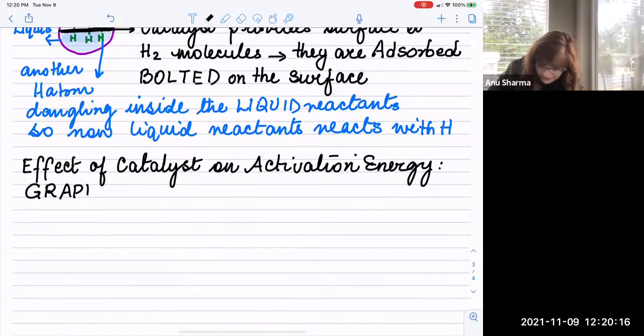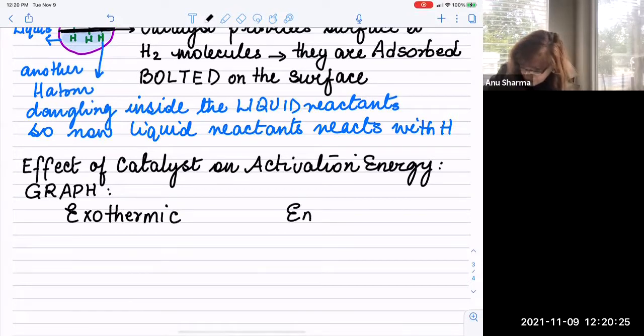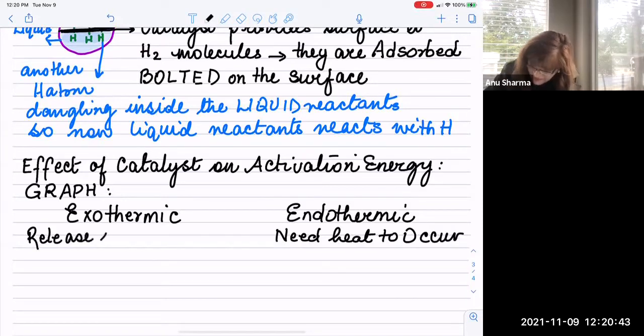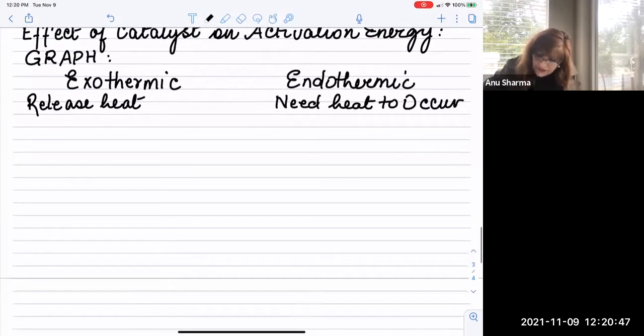So we have two types of reactions. One is the exothermic reaction. Exothermic reactions release heat, and endothermic reactions, you have to provide heat. Endothermic reactions need heat to occur. Okay, exothermic reactions release heat.